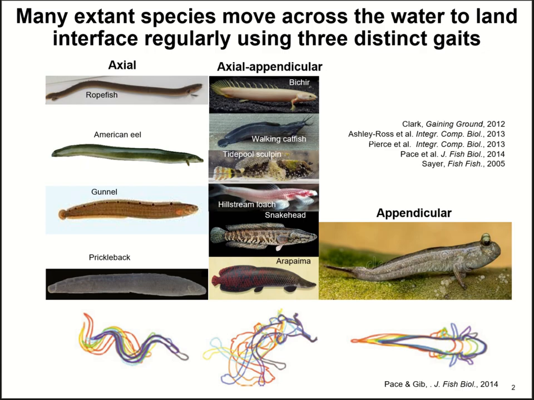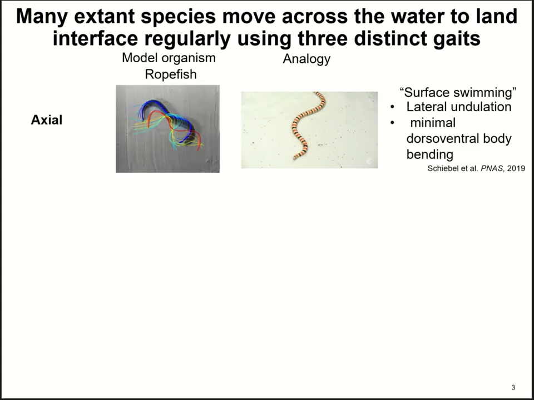Many extant amphibious fishes regularly move across the water-to-land interface using three distinct strategies that are characterized based on the use of lateral body bending and fin use. Of these, the first type is the axial-based locomotion, where the animal uses its elongated body to laterally bend to progress forward. This is analogous to snakes using lateral undulation when moving on solid ground. Here is an example of the roefish using this particular strategy.